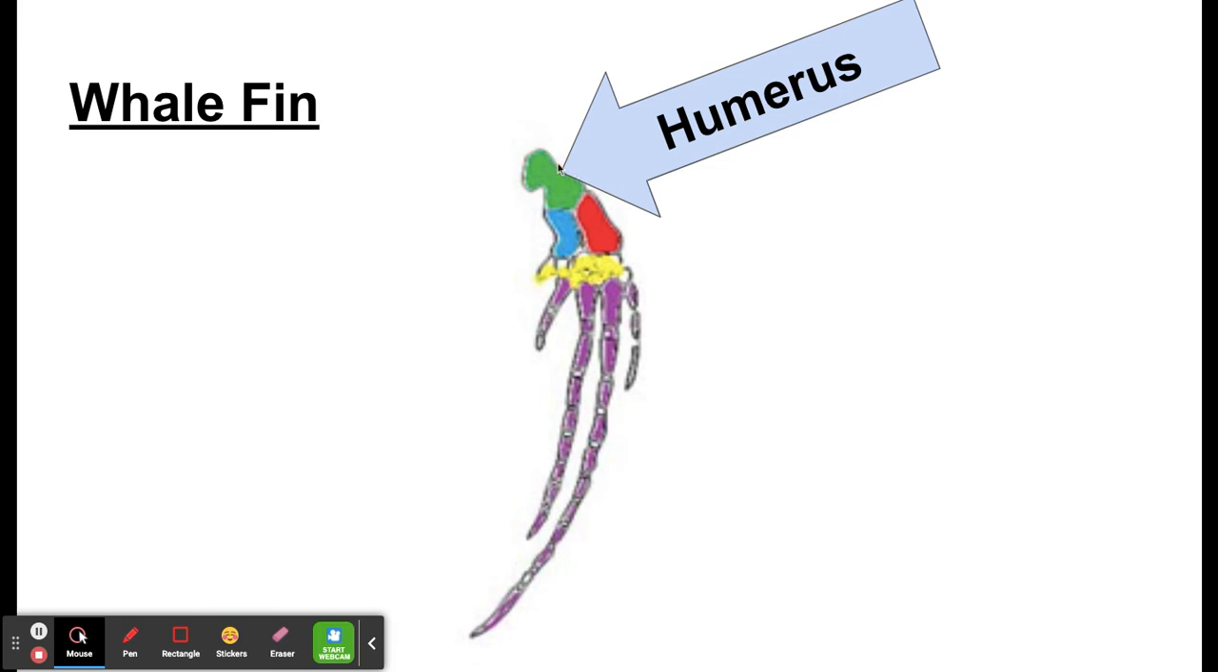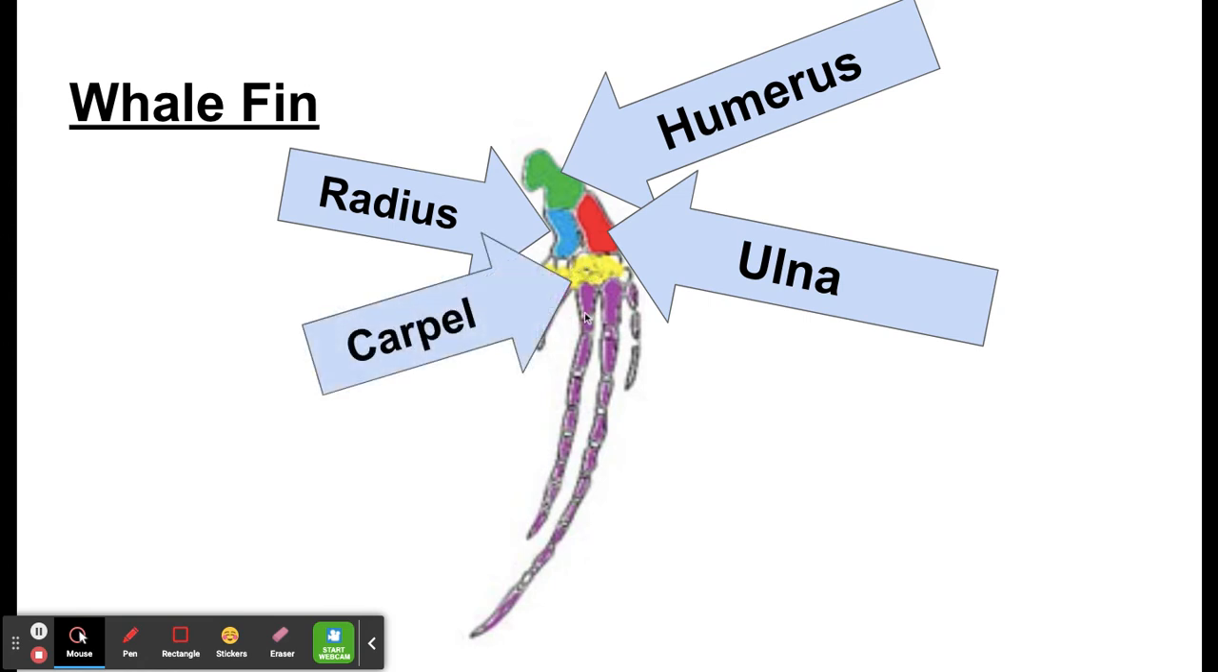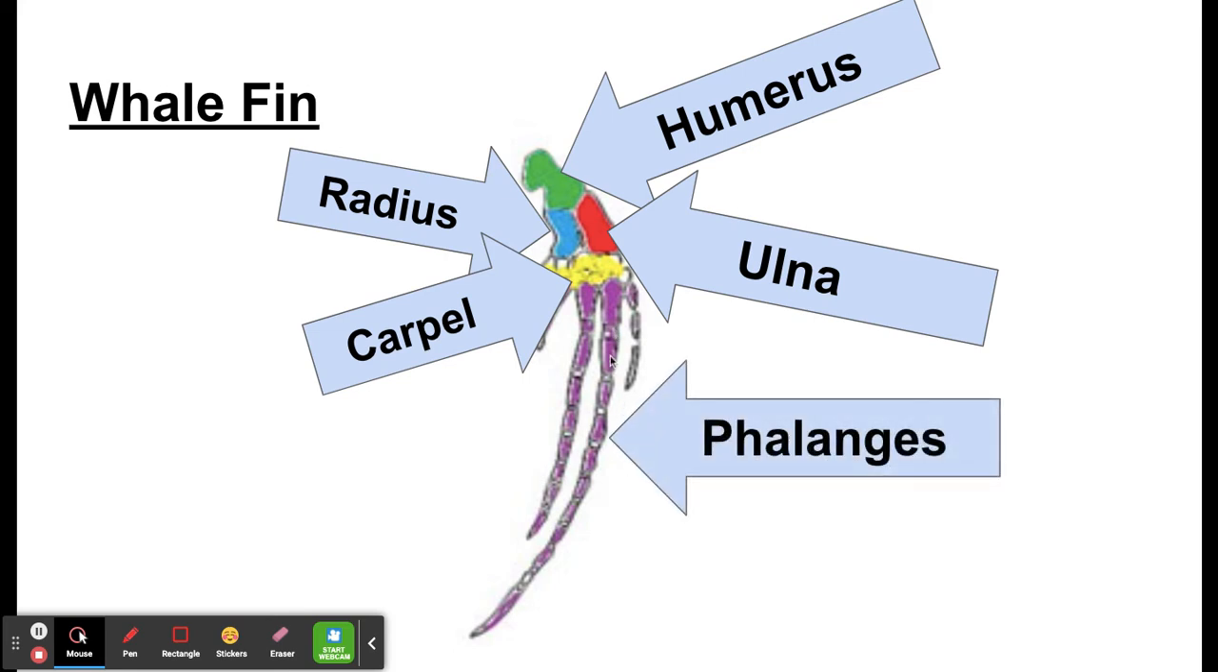We have one bone at the top that connects to two side-by-side bones, kind of in the lower arm. We have a bunch of wrist bones that we're going to call the carpals. And then down at the bottom, we have these huge, long, extended phalanges. That is the fin of a whale. Same structure, but they've been modified to fit the needs of that animal.